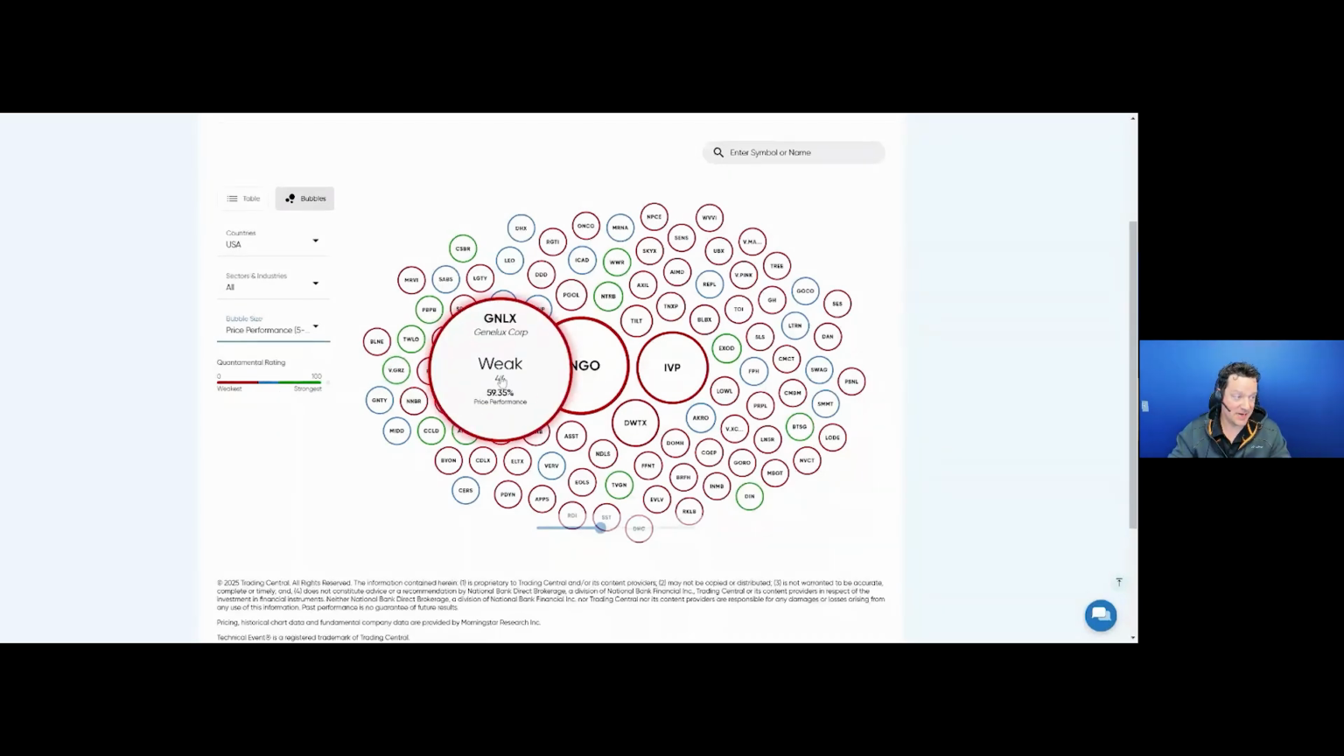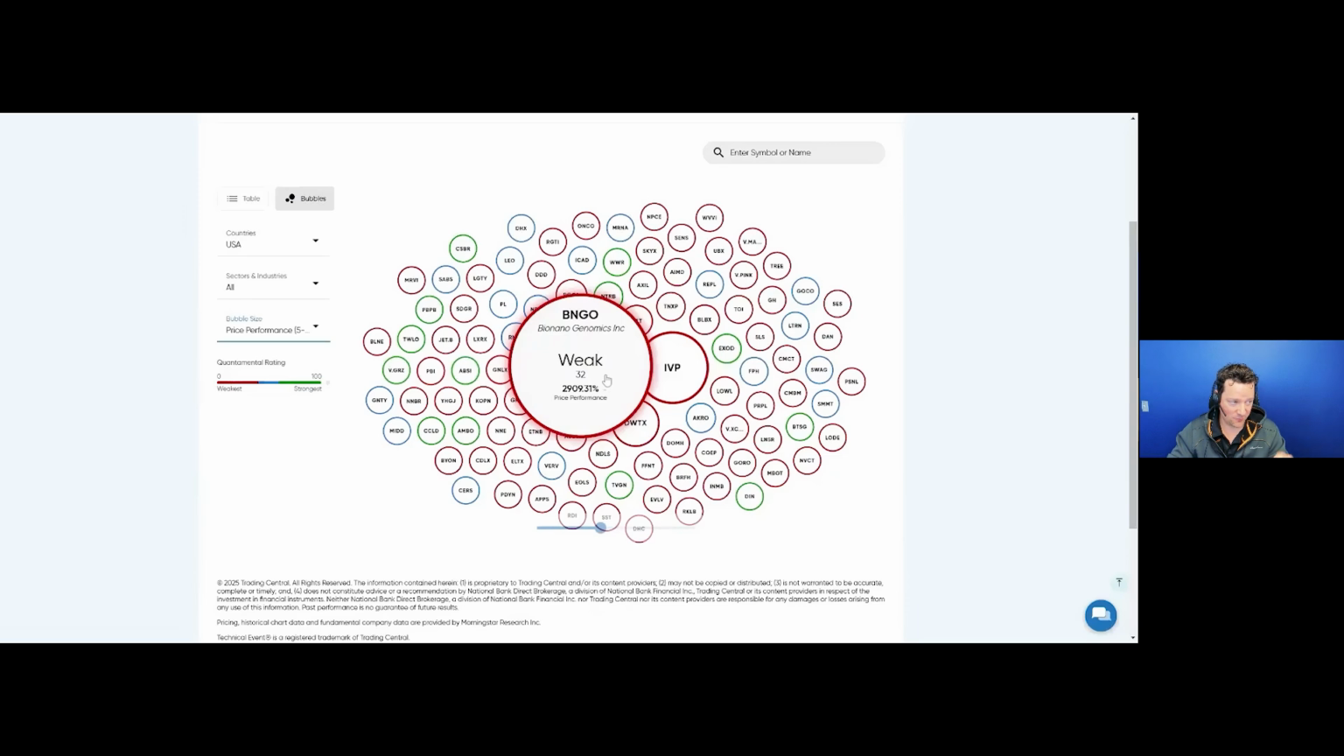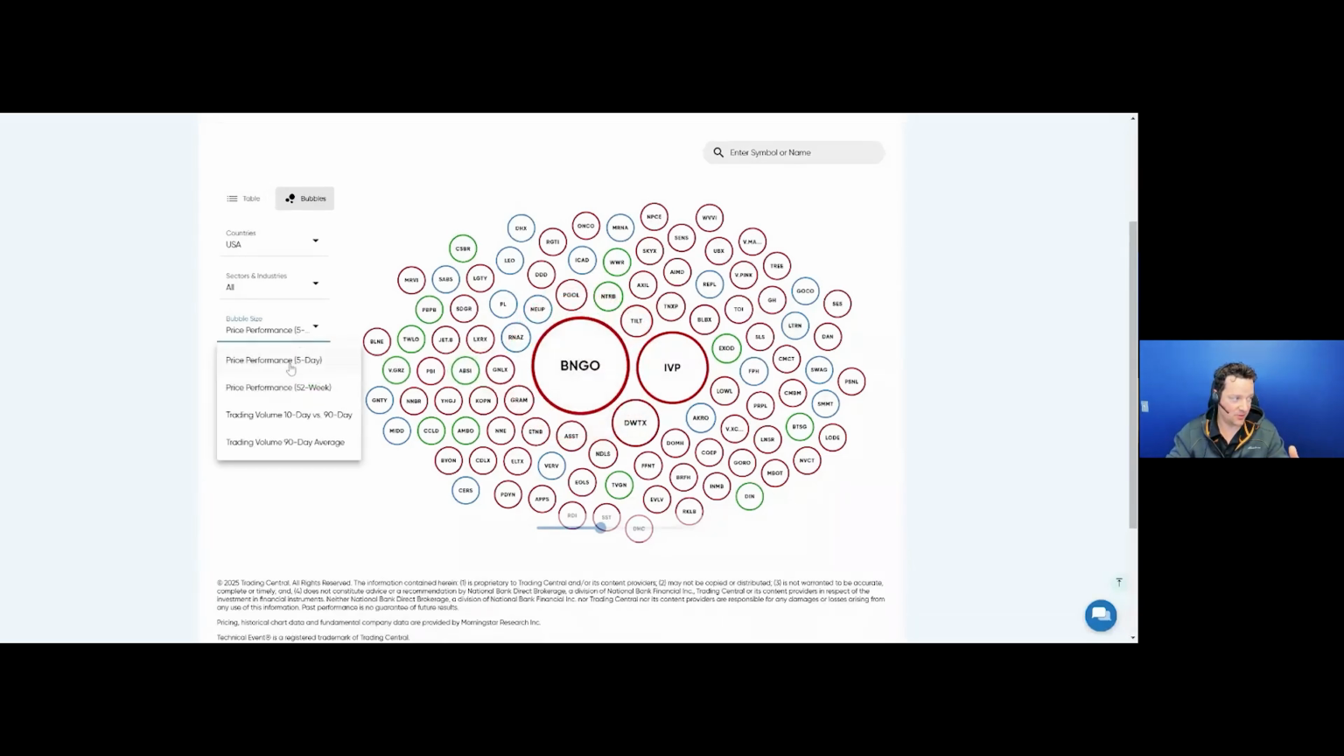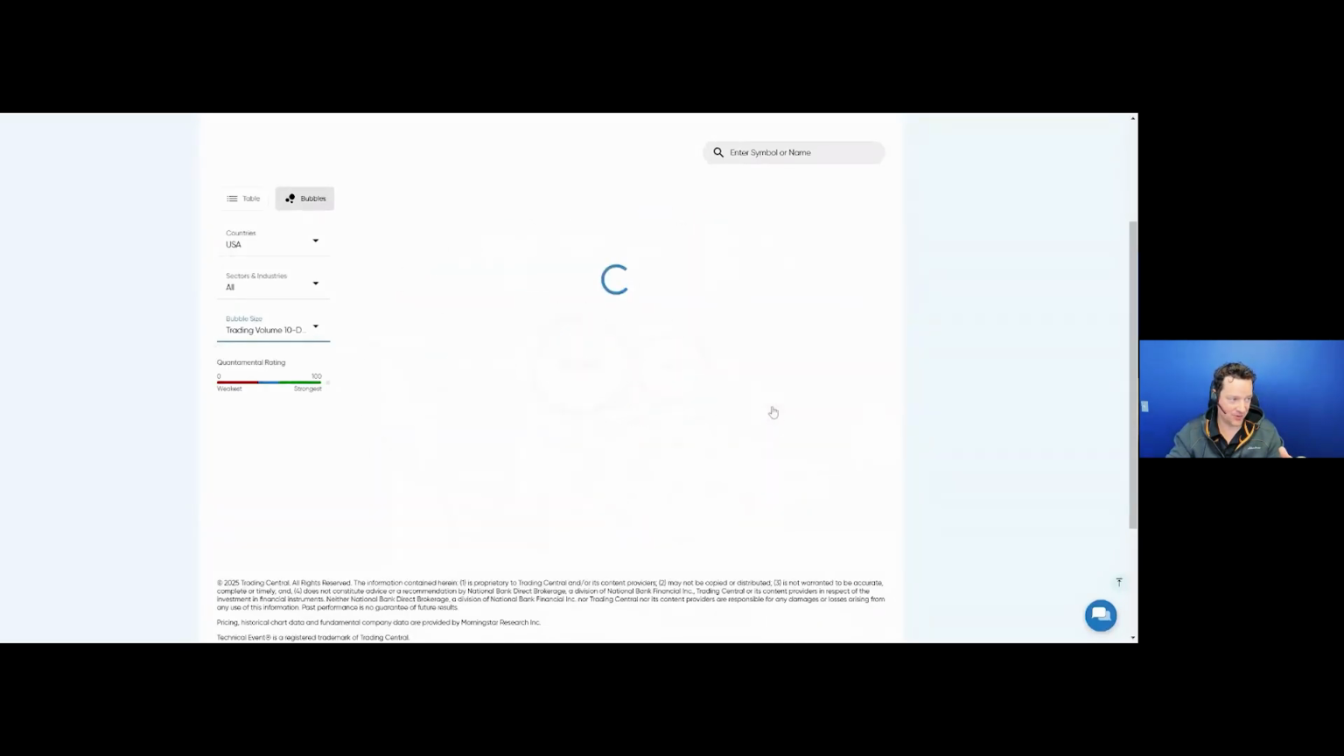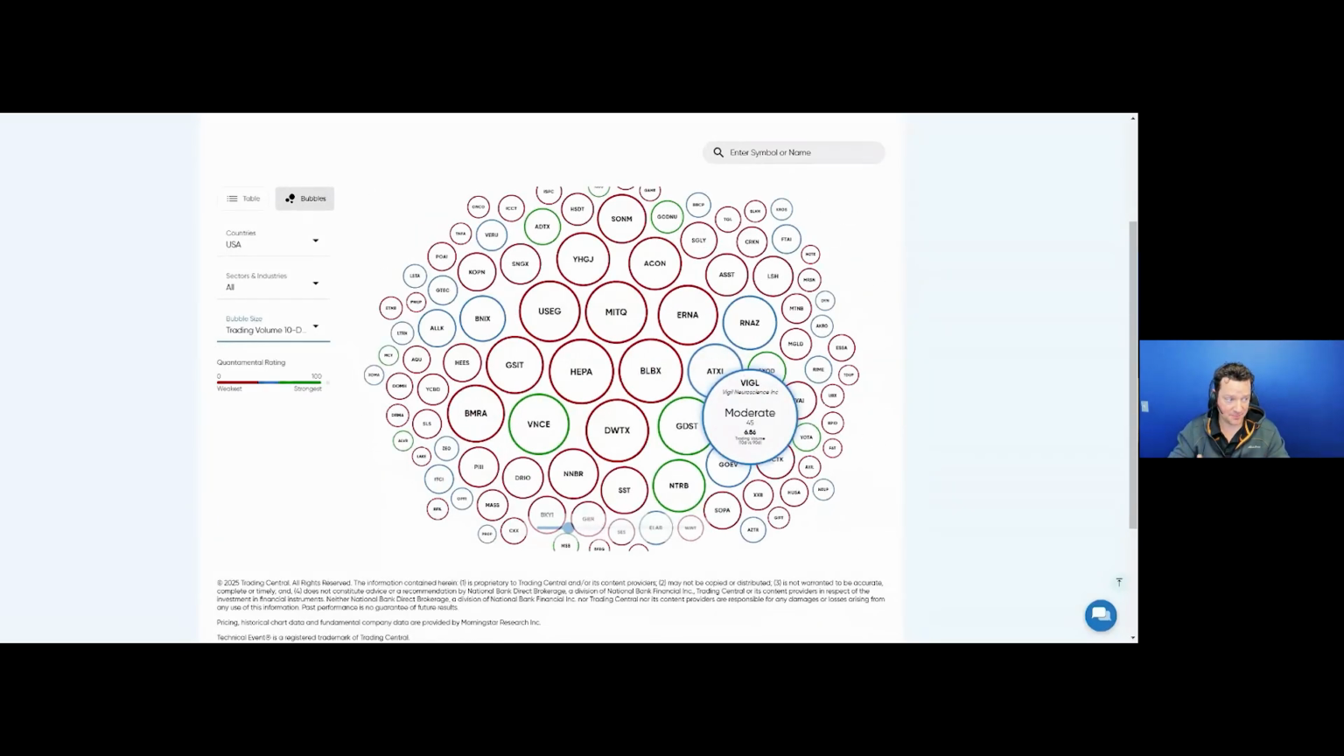And the colors mean the strength of the Quantamental score, fundamentally. Red being the weakest, green being the strongest, right? And the size of the bubble is more on the price performance. The bigger it is, the larger the price performance. But you can change that. So I have 5-day price performance. I like this 10-day versus 90-day to find outliers, right?